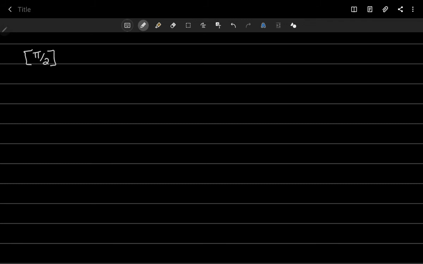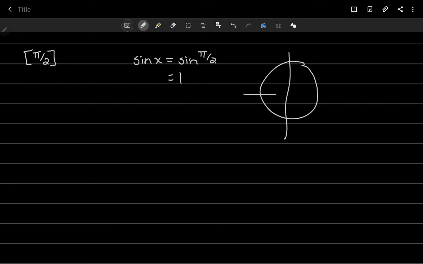All right, so anything is going to be related if sine of x is the same as sine of pi over 2. But what is sine of pi over 2? That's 1. In fact, if you think of your unit circle, I can't draw a circle, but go with me. We're talking about up here, okay? That's where sine is 1. And that's the only spot on the unit circle where sine is 1.